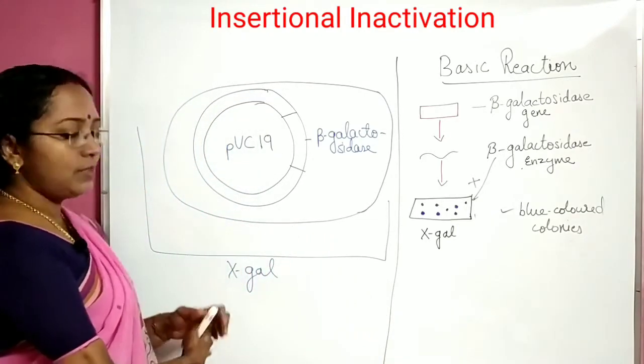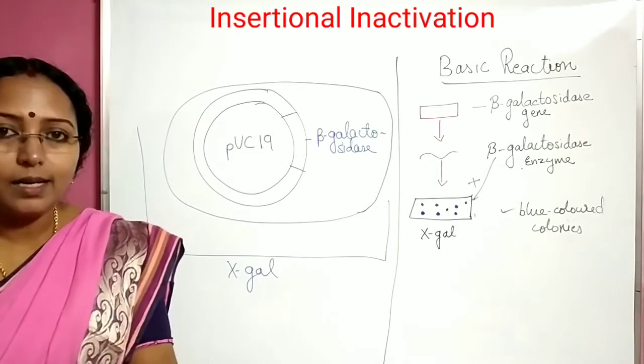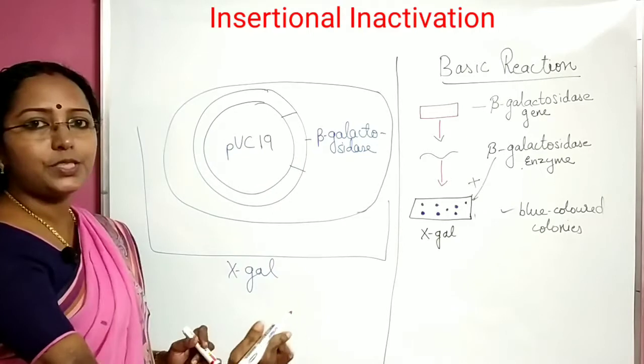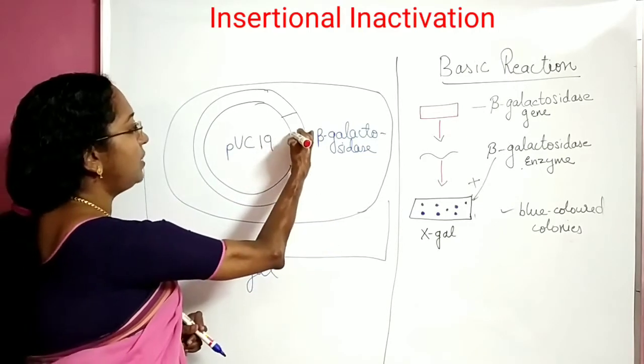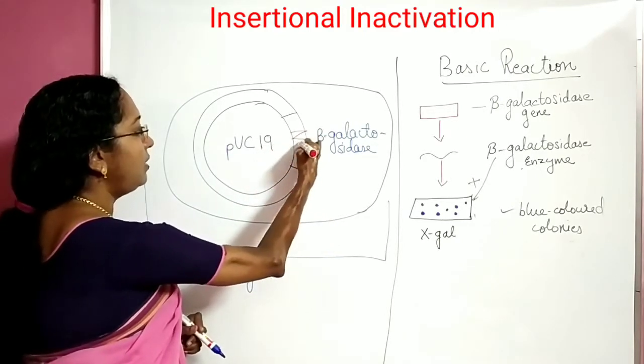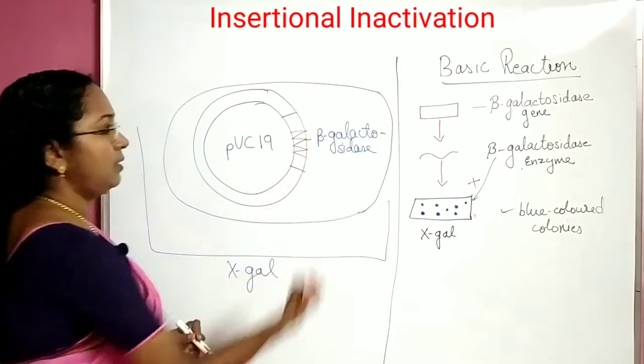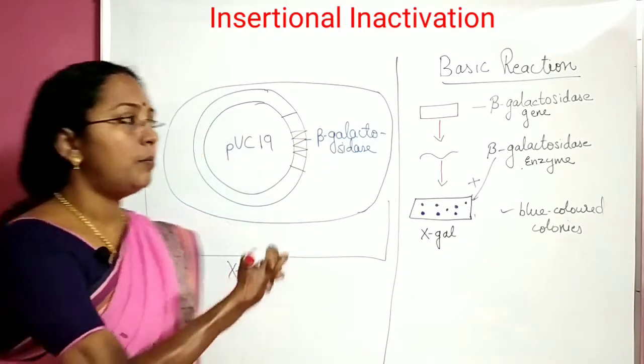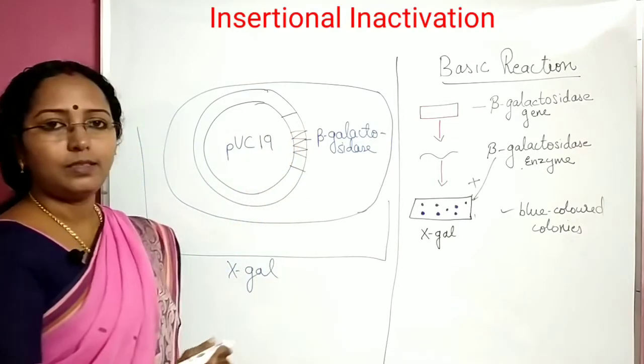Now what I am going to do in biotechnology: using a restriction enzyme, say the EcoRI restriction enzyme, I'll cut this region and then I will insert my gene of interest here. So what did I do? I have inserted my gene of interest here.